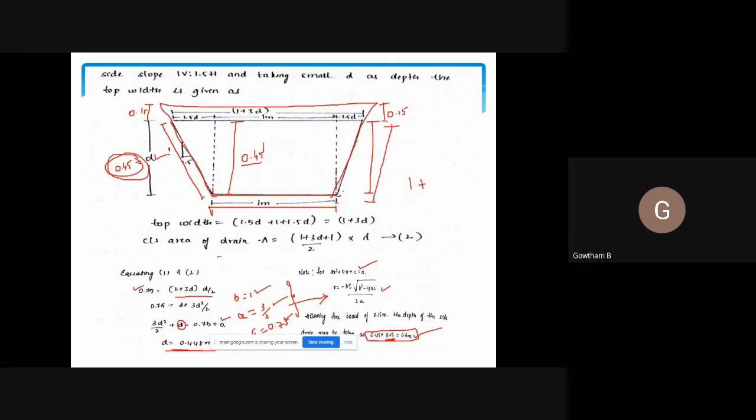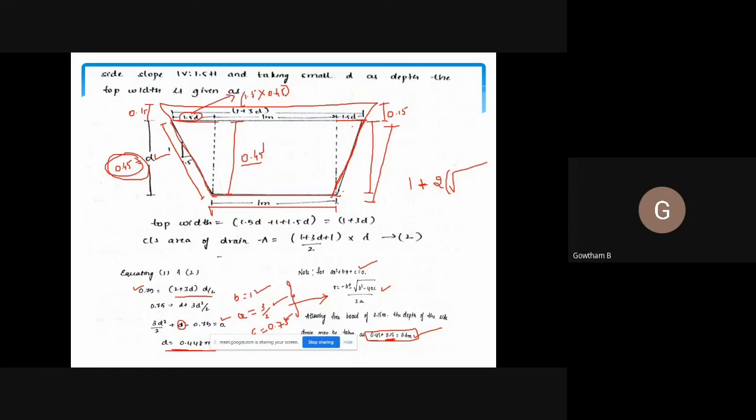Anyhow, this depth is 0.45 as we calculated, and this horizontal distance, as per the slope, is equal to 1.5 into D. Therefore, this is equal to 1.5 into 0.45. Now as per the Pythagoras theorem, hypotenuse square is equal to the sum of the squares of the other two sides. 1 is the bottom width. I will multiply by 2. You know why I am multiplying by 2? Because this side also I need to consider, so 2 into two sides I am going to consider.